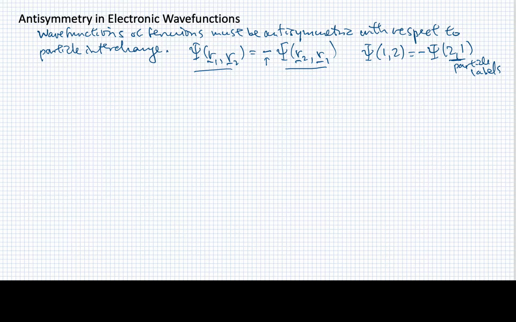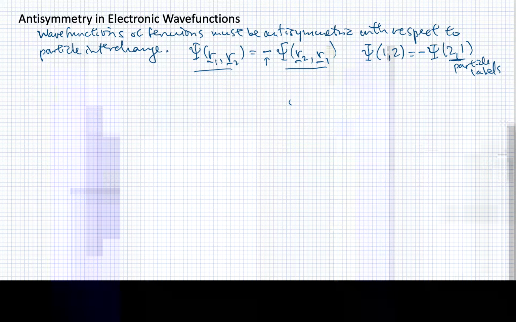So what I want to do is explore what this really means for multi-electron systems. Most atoms are multi-electron atoms, right? Only hydrogen has a single electron. So this is going to apply to the vast majority of matter in the universe.